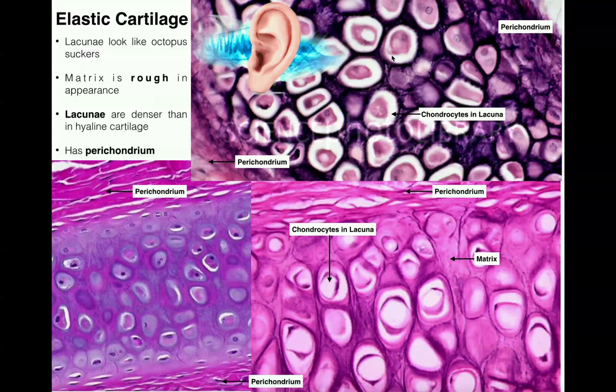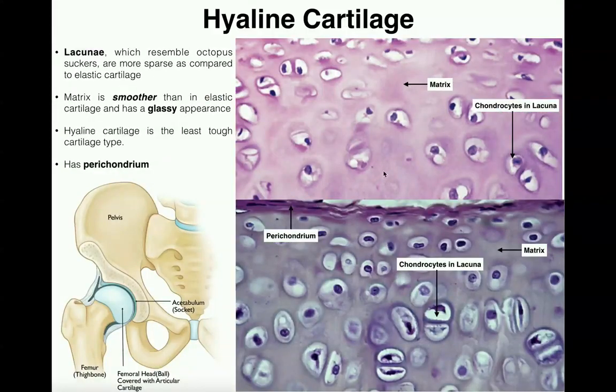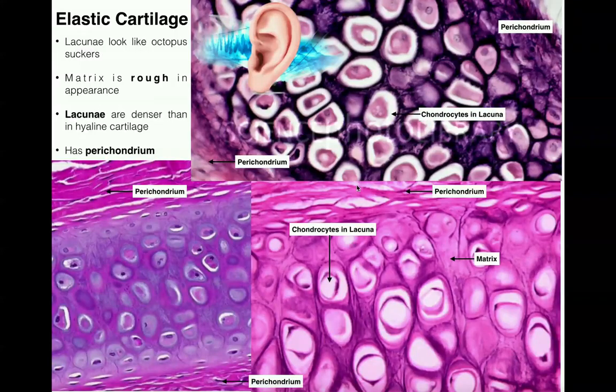The other thing that's a giveaway that you have elastic cartilage and not hyaline is if you look at the matrix area, the space between all these lacunae, it's a lot rougher in appearance. If we compare it back to hyaline, that matrix is very smooth, whereas in elastic, it's very rough in appearance. Okay, so make sure you understand that.